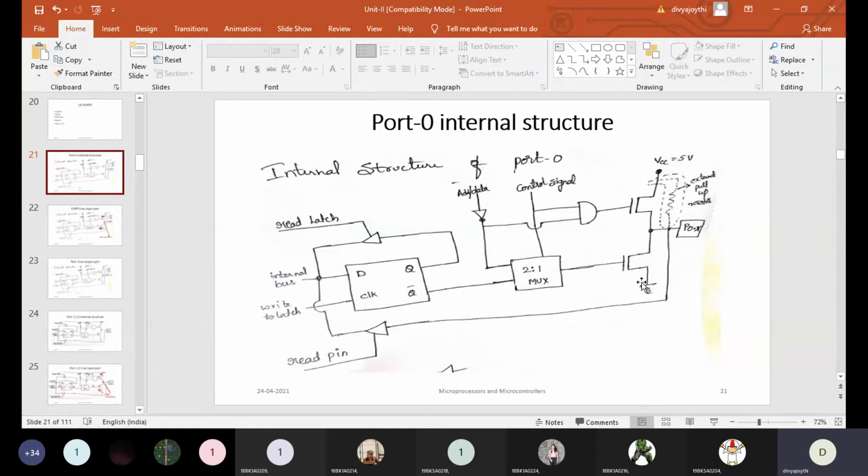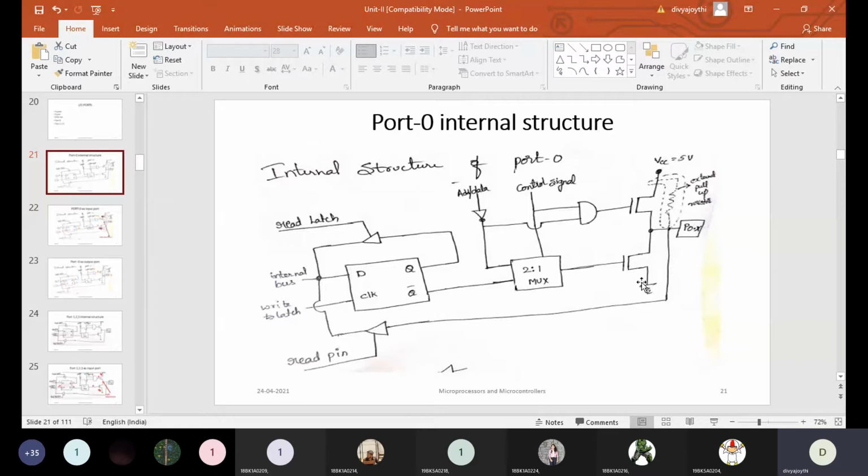And if 0 is present at those pins, then in that scenario the pin will be acting as an output pin. So if 1 is present, it acts like an input pin, and if 0 is present, it acts like an output pin. I told you what an input pin is. An input pin is ready to accept the data coming as input from the external devices. Then what is meant by an output pin?